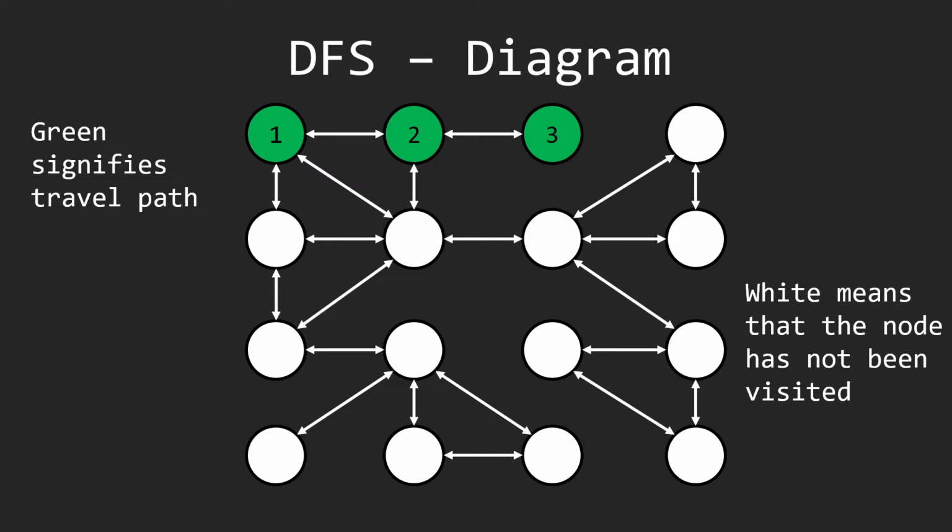So this is basically the DFS diagram. Green signifies the travel path, and remember that it goes all the way down. Now, you might be wondering, what is the order that it goes down? Well, actually, it's arbitrary, and it's really dependent on the input of your graph. So for example, in this one, 2 might be adjacent to 1 because it was inputted earlier in our problem. So in this case, this is the travel path, and white signifies that the node has not been visited.